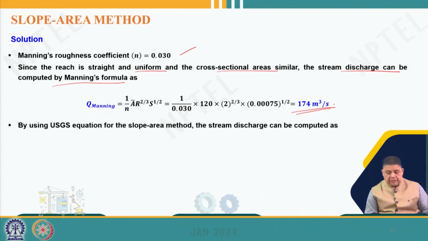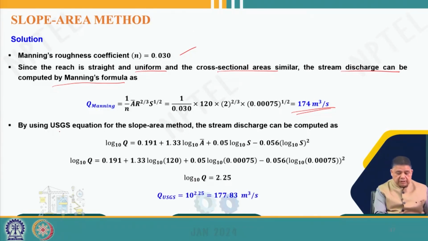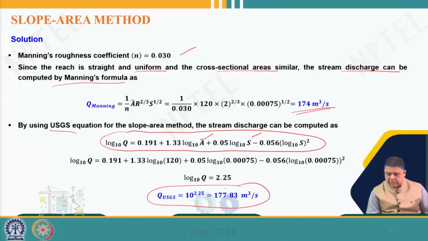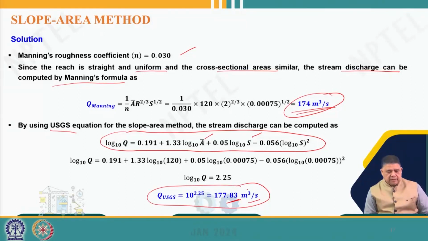But because it is a uniform section, we also have the option of using the USGS equation for the slope area method, using this logarithmic model. Here we know A and we know S, both of which we have calculated. By putting these in the model, we get USGS discharge of 177.83 cubic meter per second. By Manning's equation we got 174, and with this model we got 177.83. So, we get reasonably close values by these two methods.